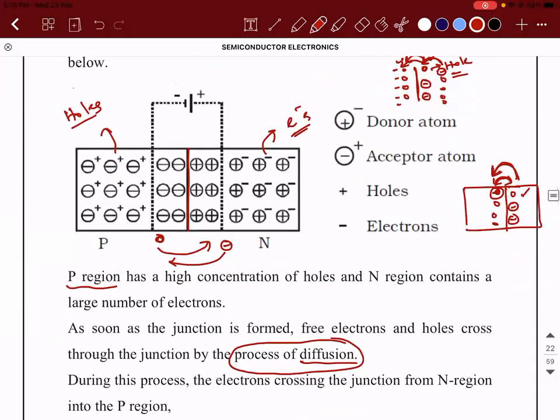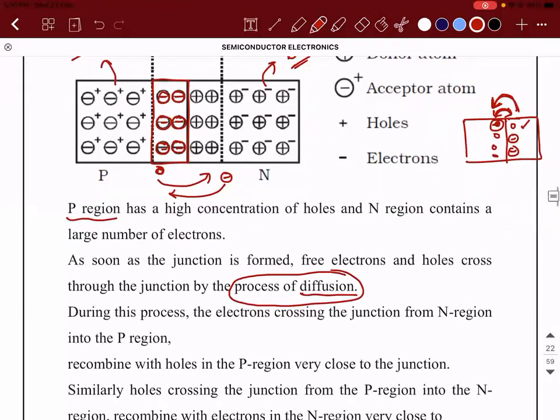See, on the P side you're able to observe this. On the P side, there will be a small amount of negative charge that is getting generated due to the natural flow of electrons from the N side towards the P side. And it is happening by the process of diffusion. So this kind of merging takes place, and this kind of negative charge will get generated at the end of the P junction.